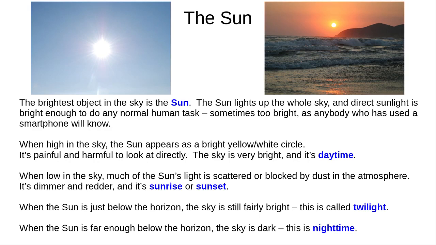At sunrise and sunset, the Sun is low in the sky. It appears less bright and orange or red, as much of its light is blocked by dust in the atmosphere. When the Sun is just below the horizon, the sky is still fairly bright. This is twilight. There are actually three recognised types of twilight: civil, nautical and astronomical. Astronomical twilight lasts the longest, as the sky needs to be very dark to do good astronomy. And when the Sun is far enough below the horizon, the sky is almost black. This is night time.